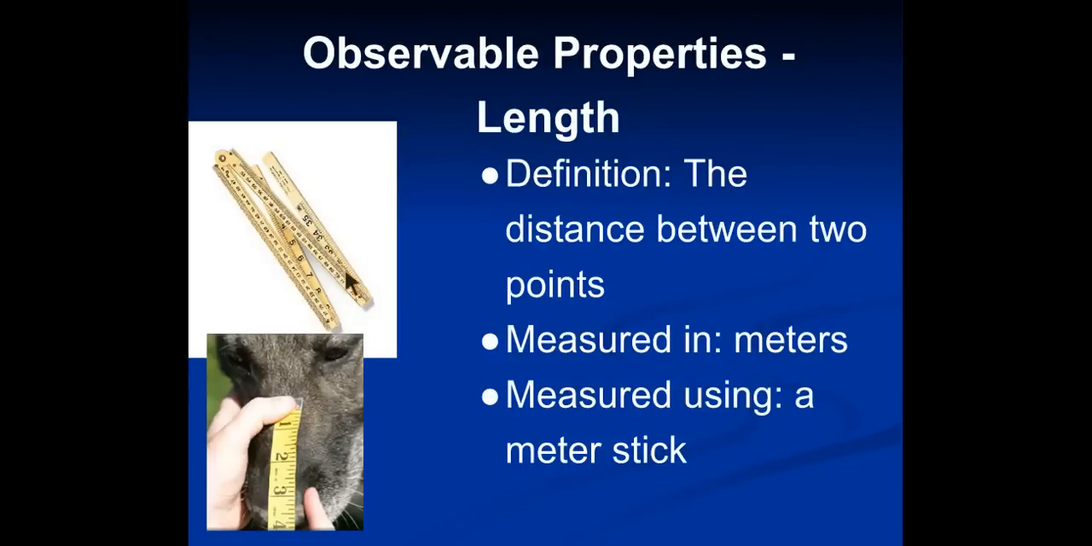Next thing we are going to talk about is length. The length is very straightforward. It is the distance between 2 points. In science class, we use meters as our unit to measure the length between 2 points. When we want to measure the length, we'll use a meter stick. We'll also be using rulers to measure length. Always be sure to use the side that has the metric system on it and not the side with the inches.